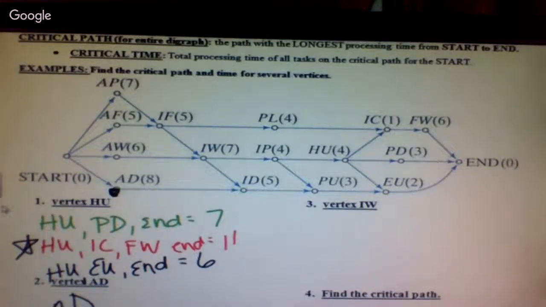Victoria just said you can only go one way, and then Alexa said it, and Trey agreed. The arrows only point in one direction, so I have to go from AD to ID to PU to EU to the end. Yes, EU. So that's 8, 5, 3, and 2. That's a total of 18. And guess what? That's got to be the critical path because it's the only way to go. Got it.